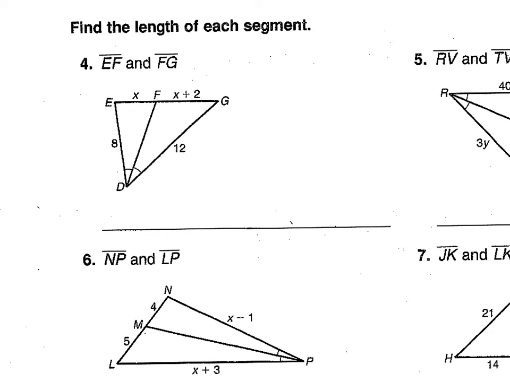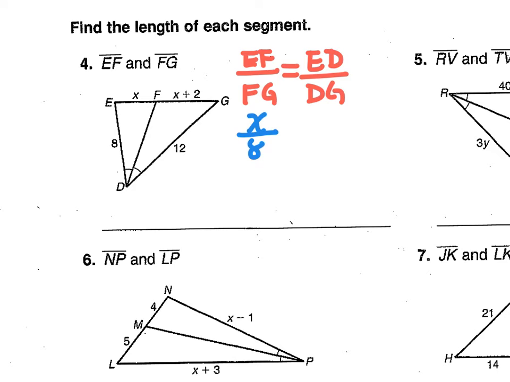Okay, if we set up the proportion to find the missing sides, the proportion would be EF is to FG as ED is to DG. We substitute the values. That would be x is to x plus 2 as 8 is to 12, and then we cross multiply.